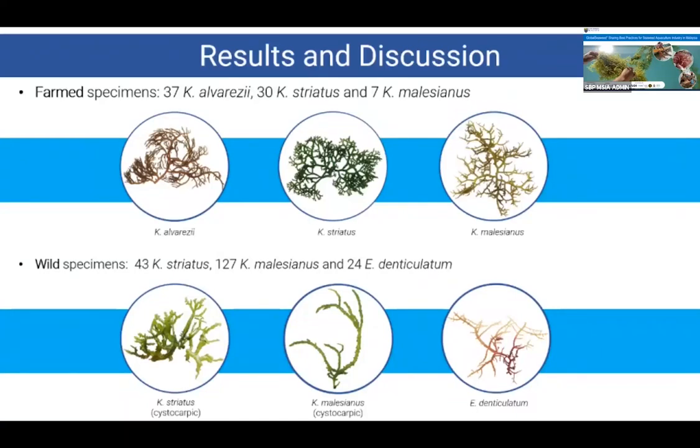In terms of cultivars, a total of 37 Kappaphycus alvarezii, 30 Kappaphycus striatus, and 7 Kappaphycus malesianus were collected. It was observed that Eucheuma denticulatum was no longer being farmed in Malaysia. As for the wild specimens, a total of 43 Kappaphycus striatus and 127 Kappaphycus malesianus were collected, out of which 23% of them are cystocarpic. On the other hand, 24 specimens of Eucheuma denticulatum were collected as well. However, no specimens of Kappaphycus alvarezii were collected during this project.